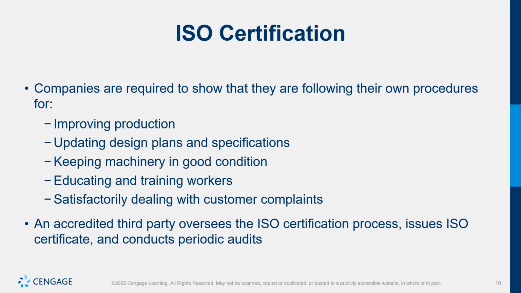To become ISO certified, a process that can take months, a company must show that it is following its own procedures for improving production, updating design plans and specifications, keeping machinery in top condition, educating and training workers, and satisfactorily dealing with customer complaints.